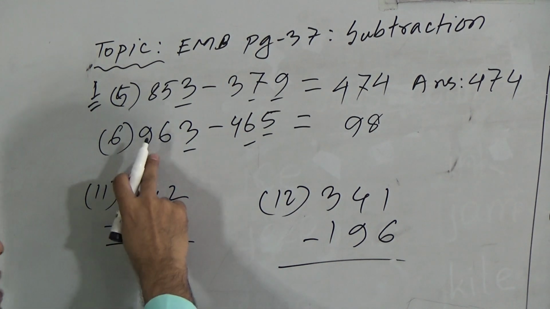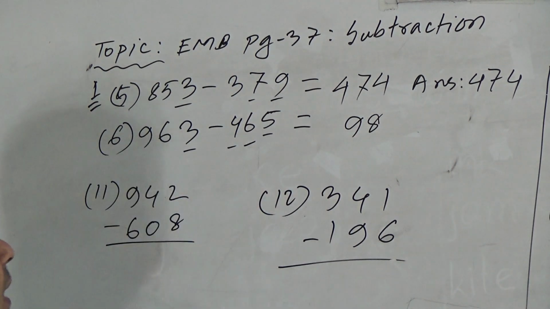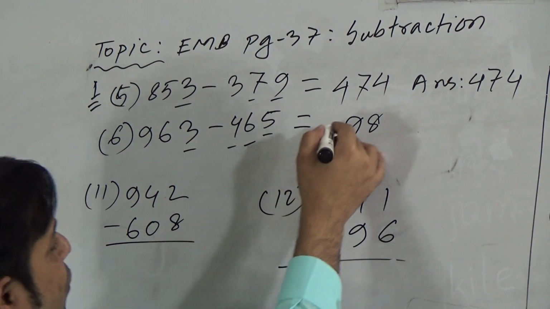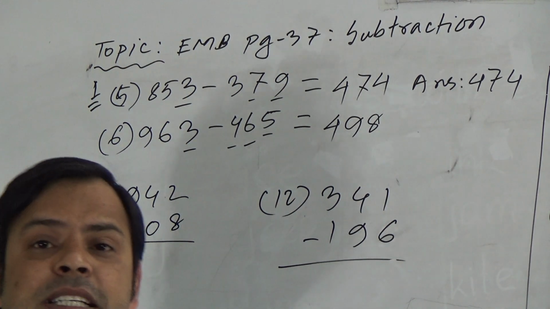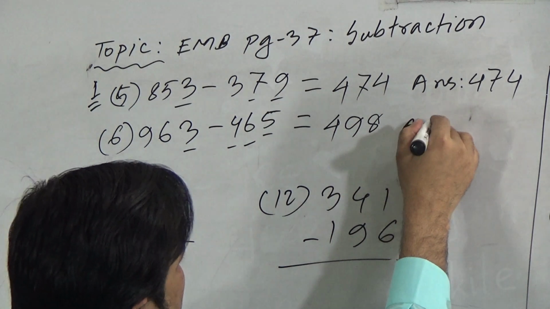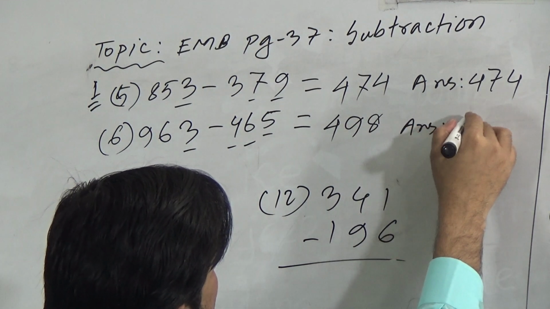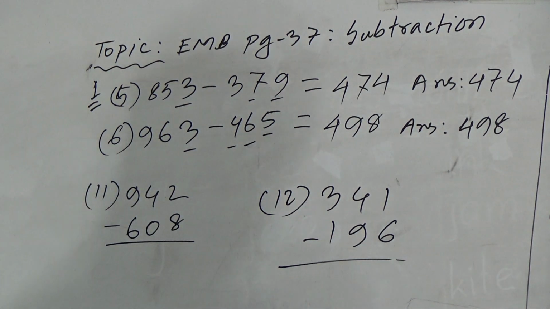As I have taken here 1, we have to consider that one with 4. This will be 5. Subtract 5 from 9. So this will be 4 again. 498. This is the answer of the second question. Okay, dear students, now go to question 11.